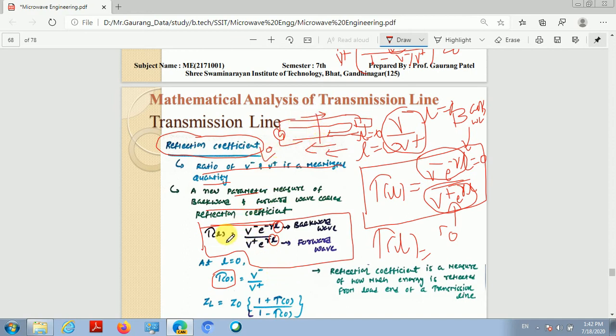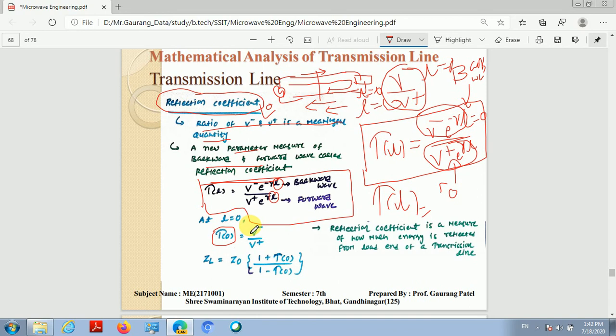And at any length L, at any point on the transmission line, it is nothing but tau L is equal to V minus e raised to minus gamma L divided by V plus e raised to gamma L. Basically, it is a ratio of backward wave to forward wave, and it is the new parameter, a very important parameter of the transmission line, that is the reflection coefficient. Okay, understood?